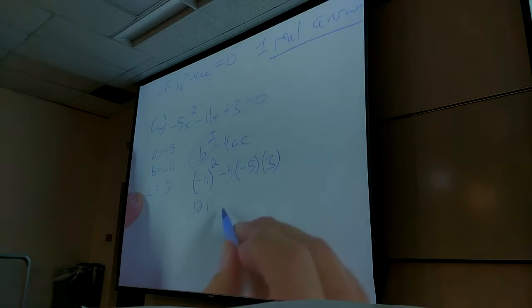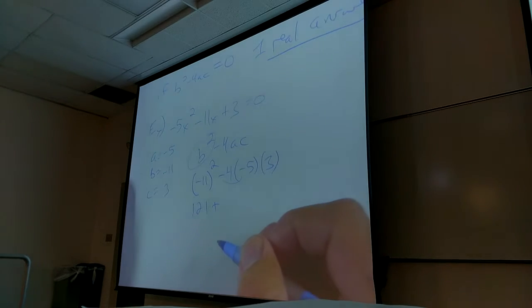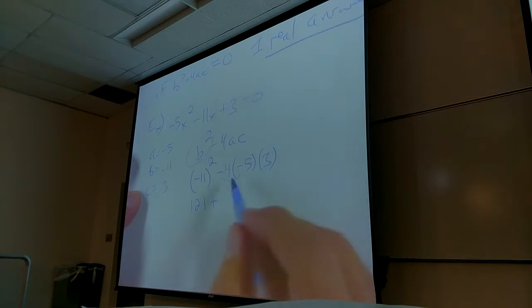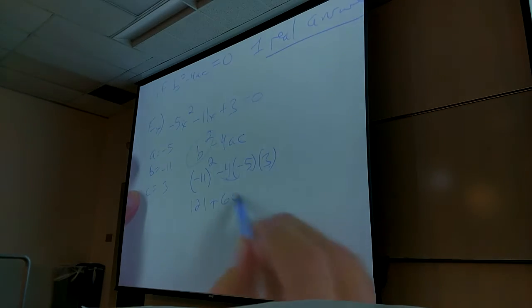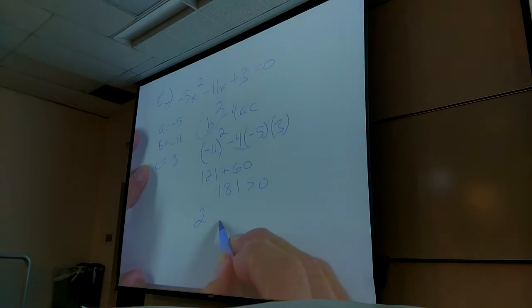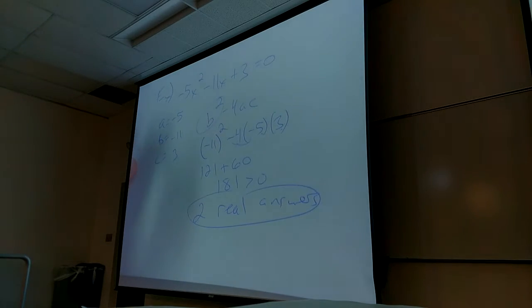So you get positive 121 plus, and I almost would love it if somebody would just stop and go, it's 2 real answers. It's 121 plus, okay, it's going to be positive. Who cares what this is? But let's see, 20 times 3, 60, and then you get 181, greater than 0, so you get 2 real answers. I like it.